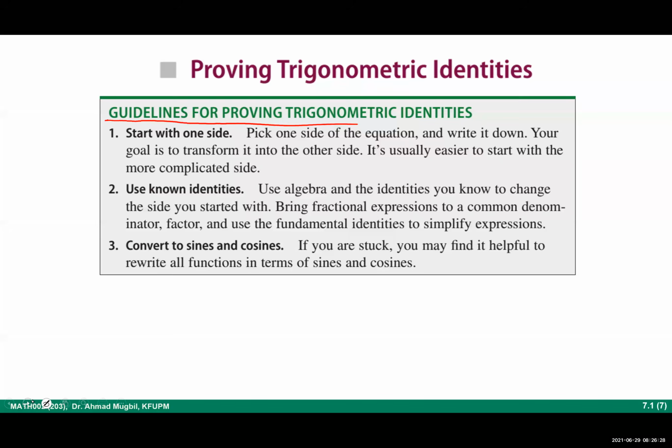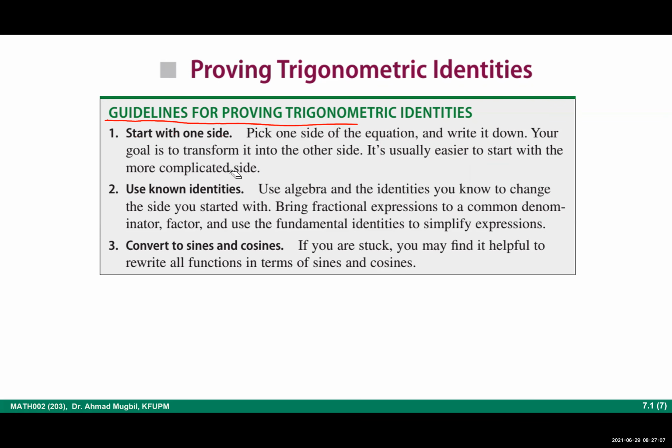So to prove, you need to start with one side. Don't work on both sides. It is, of course, practical to choose the side that is more complicated. Your goal is to transform it into the other side. It is usually easier to start with the more complicated side. This is a very important trick. If they are equivalent in complexity, you can of course choose any side. In the second step, you will use known identities.